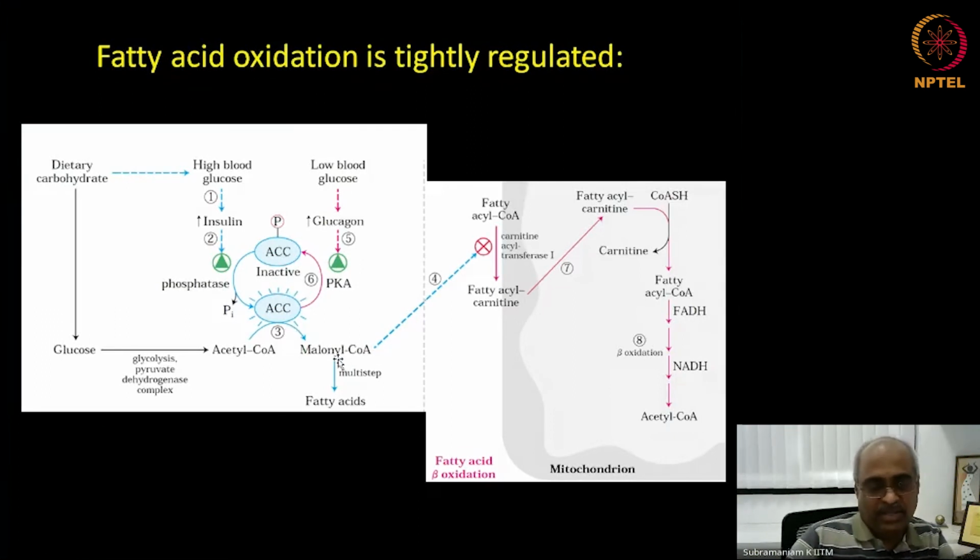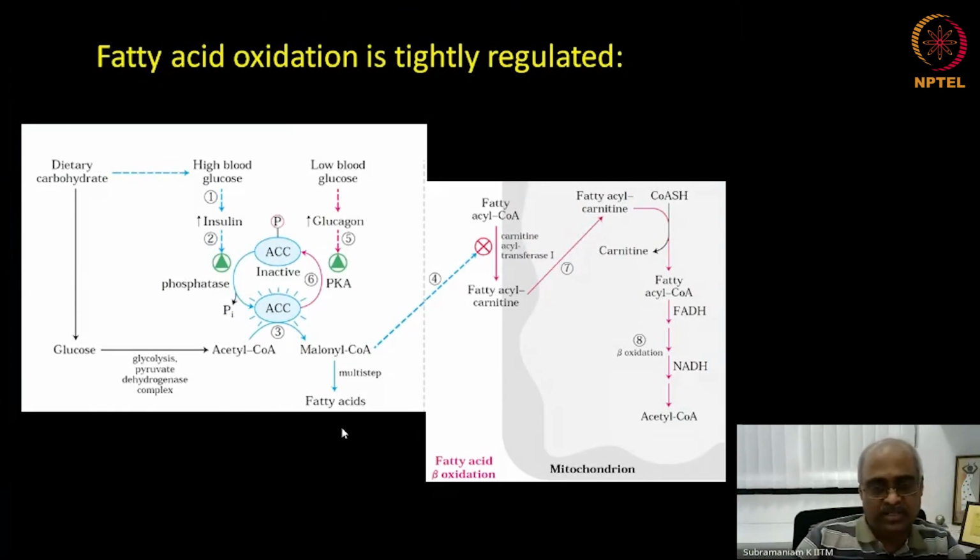The next important regulation is by this malonyl-CoA. Remember, the carnitine shuttle is the rate limiting step in beta oxidation, because transport into the mitochondria is the slowest step in the entire beta oxidation sequence. So that is subject to regulation. When you have excess malonyl-CoA, that inhibits fatty acyl-CoA transport into the mitochondria, because you have so much carbohydrate available that you are actually making fatty acid. Why would you take it into the mitochondria?